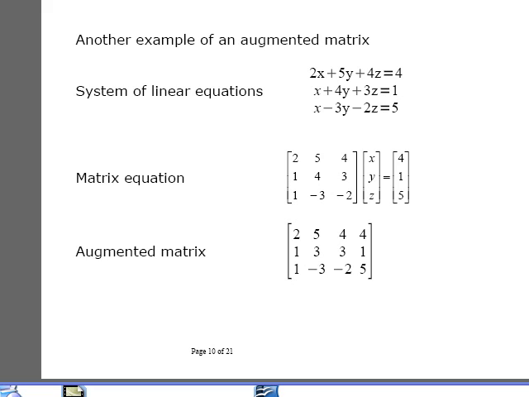I'm going to give you another example showing the augmented matrix. Here is a system of equations, 3 equations and 3 unknowns. From this I can write the matrix equation. Here is my matrix of coefficients, here's my vector of unknowns, and here's my solution vector. Both of those, the coefficient matrix and the solution vector, are combined to form the augmented matrix.